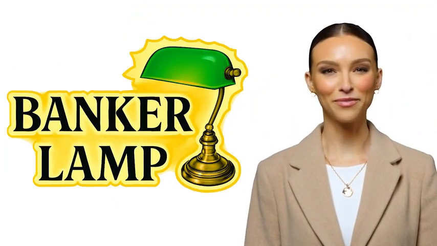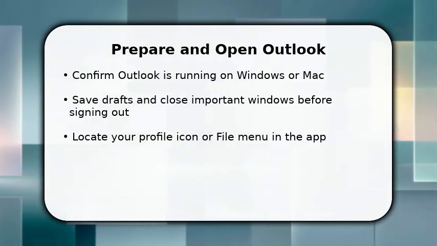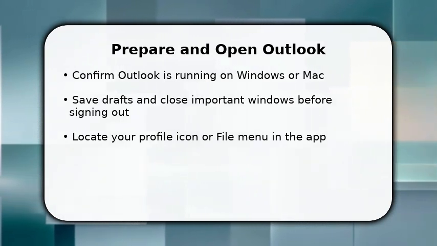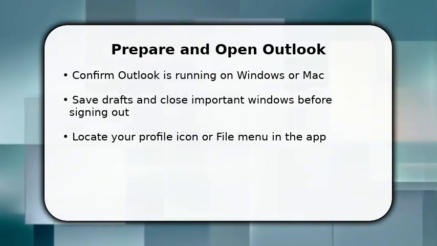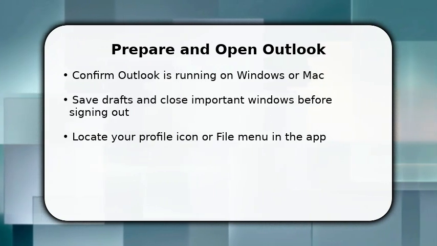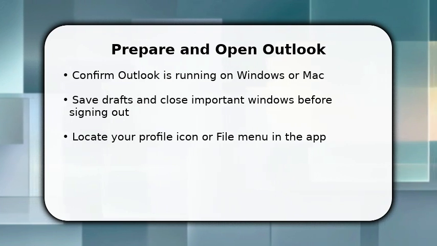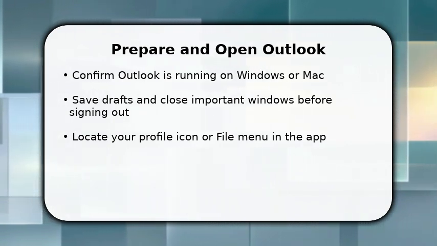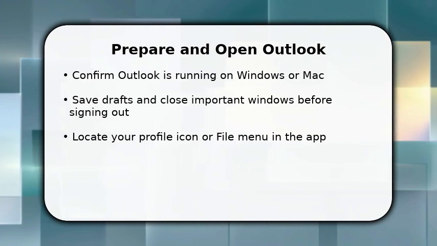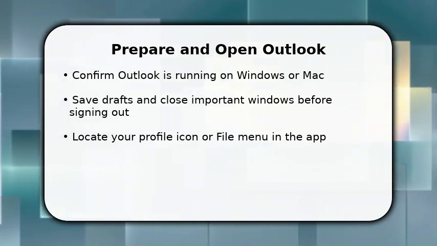Please enjoy the video. You start by ensuring Outlook is open and you're at the mail view. This speeds the sign-out path. Once done, save any unsent drafts so nothing is lost, and then find your profile avatar in the top right or open the File menu on Windows. You do this because the sign-out controls live in those interface areas.